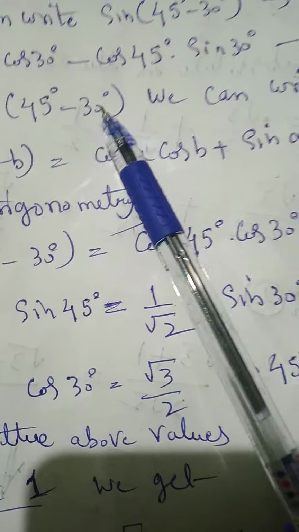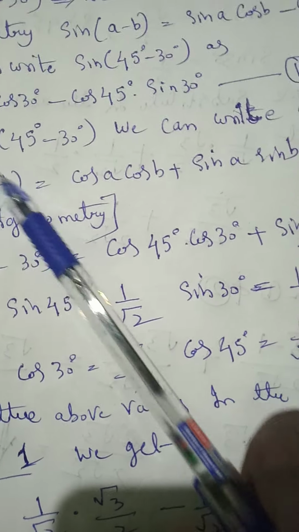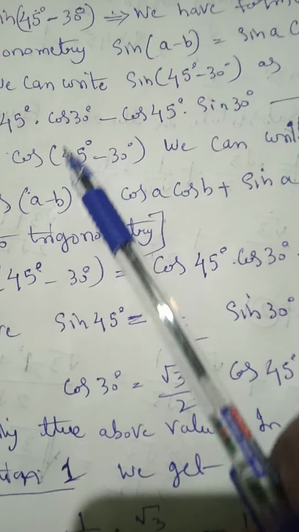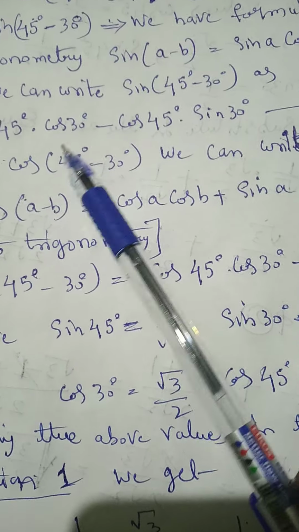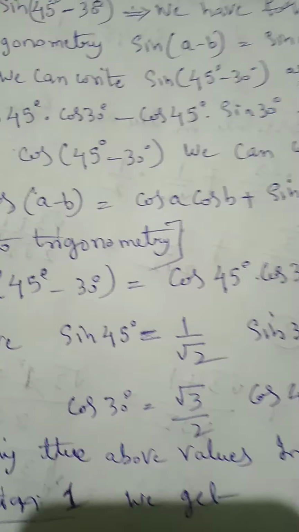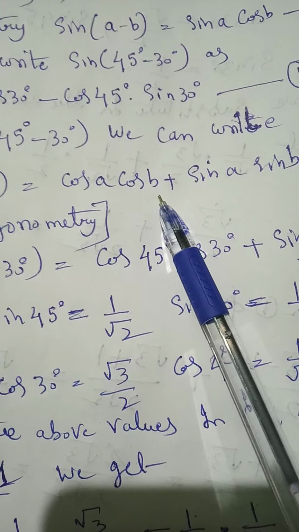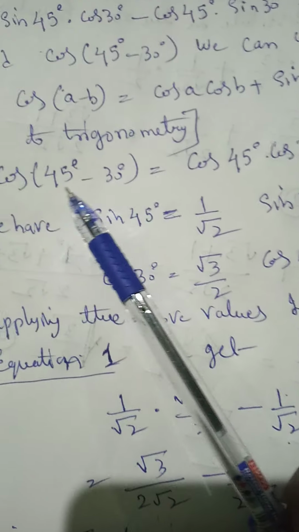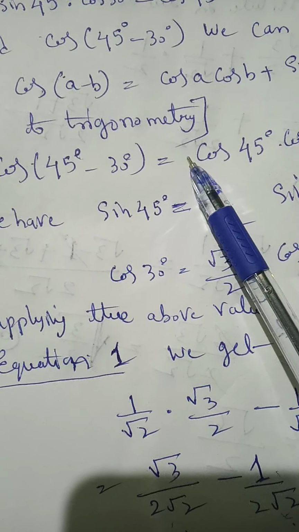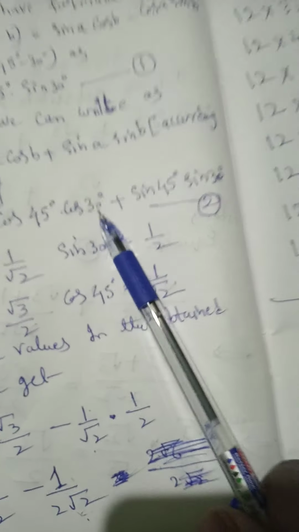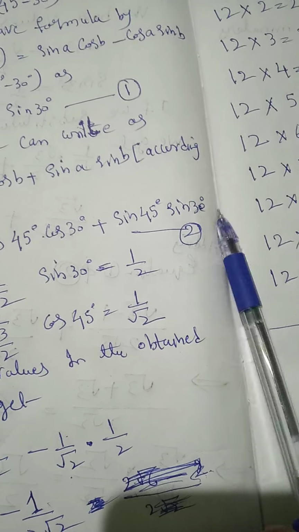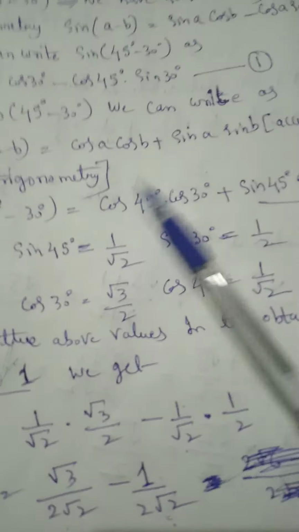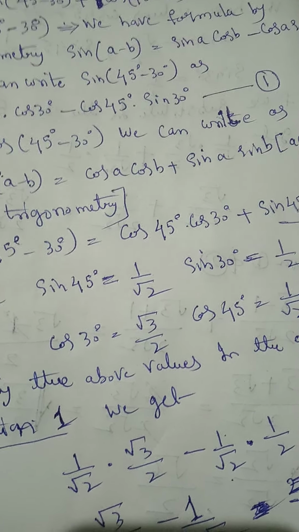We already have the formula for cos of a minus b. We assume 45 degrees as a and 30 degrees as b. The formula is cos of a minus b equals cos a cos b plus sin a sin b. So cos of 45 minus 30 equals cos 45 cos 30 plus sin 45 sin 30. We treat this as the second equation.